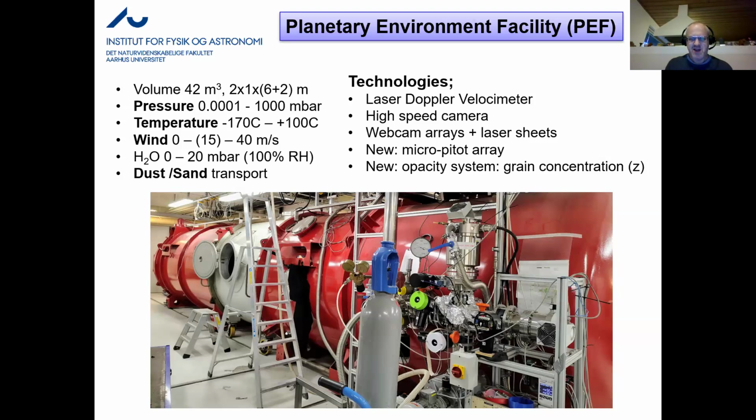What's also new is that on the right-hand side of the photo, you can see a new pumping station, which allows us to go to even lower pressures. Now we can go to about 10 to the minus 4 millibar, which is essentially vacuum with respect to granular transport. Dust grains will always be ballistic at those pressures. There is no aerodynamic drag anymore. I mentioned temperature and wind speed. We can also control humidity.